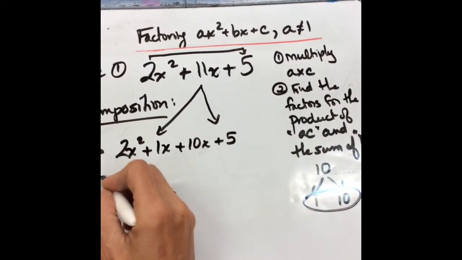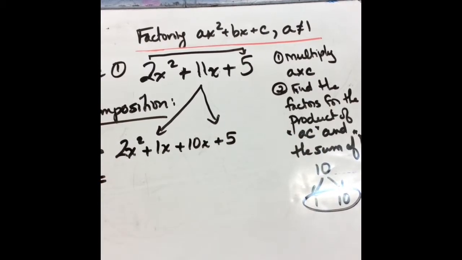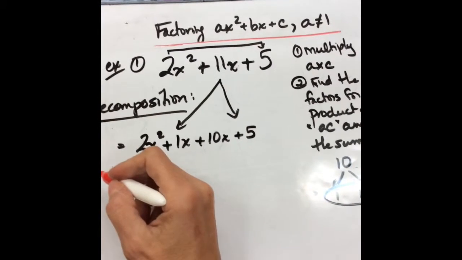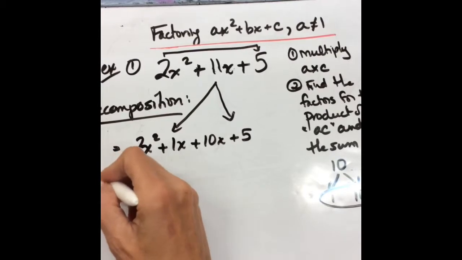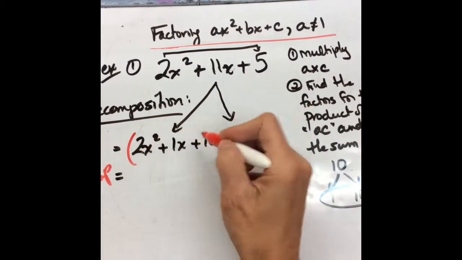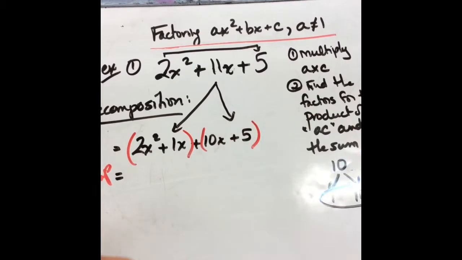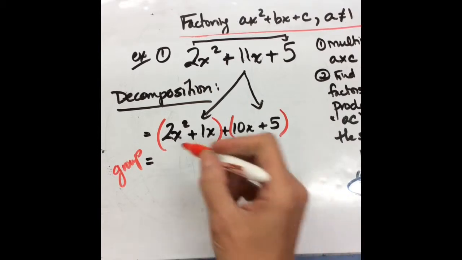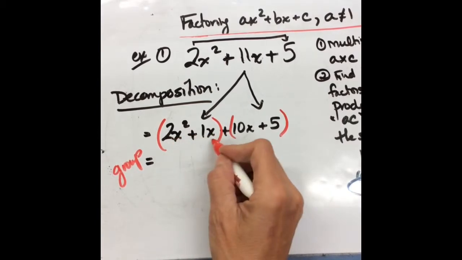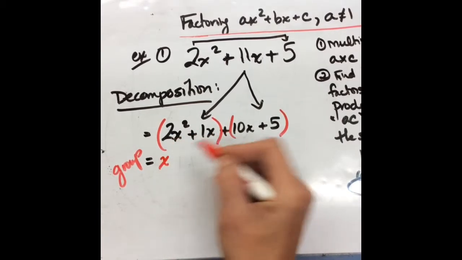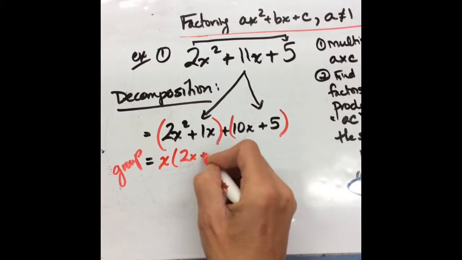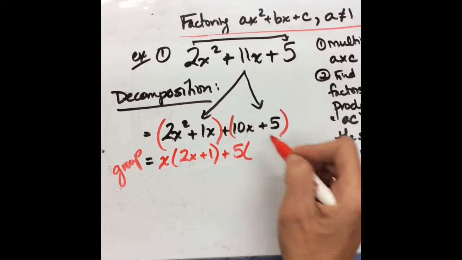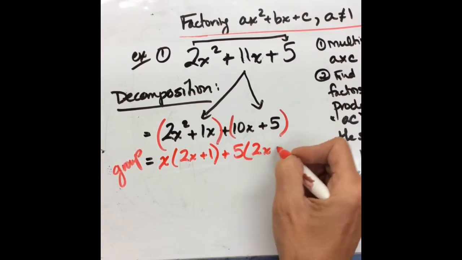And then what I'm going to do is grouping. Remember, we just did grouping. So what we want to do now is group. I'm going to group these two together and these two together. By doing that, I'm going to take out the common factor. In this case, the only thing in common to both is the x. And so that leaves me with 2x plus 1. In this case, what's common to both is 5. And so what's left over? 2x plus 1.